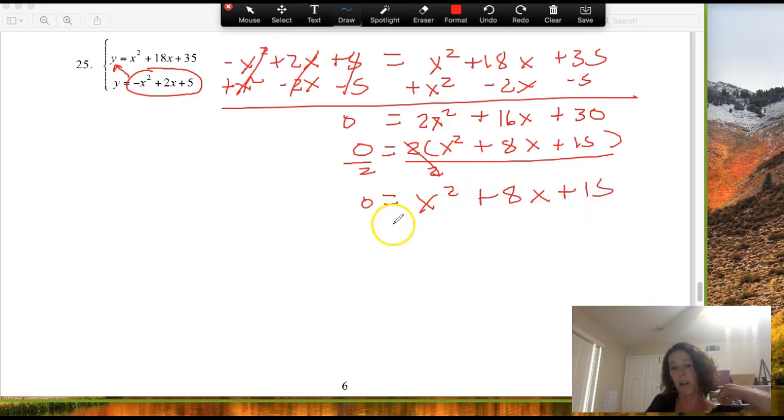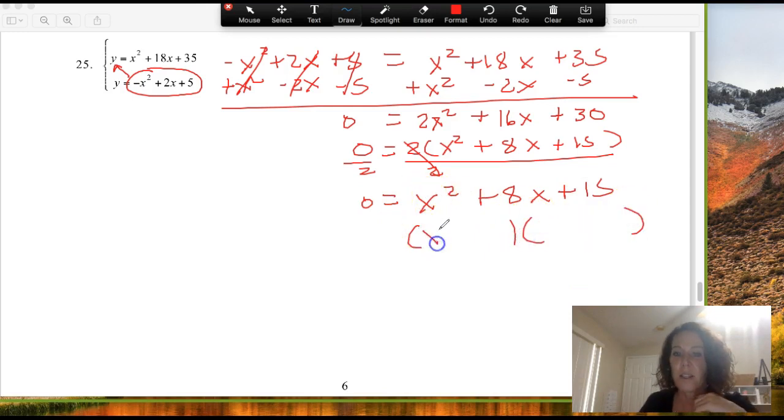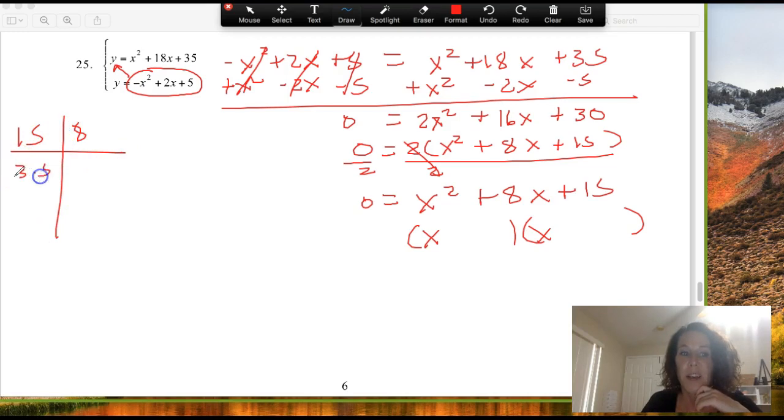Nice. Zero product property. Let's factor. Hopefully this is a nice, easy factor. This goes here and here. We need to figure out the product of 15 that adds up to be 8. So 15 is going to be 3 times 5, or 1 and 15. 3 plus 5 does give you 8.